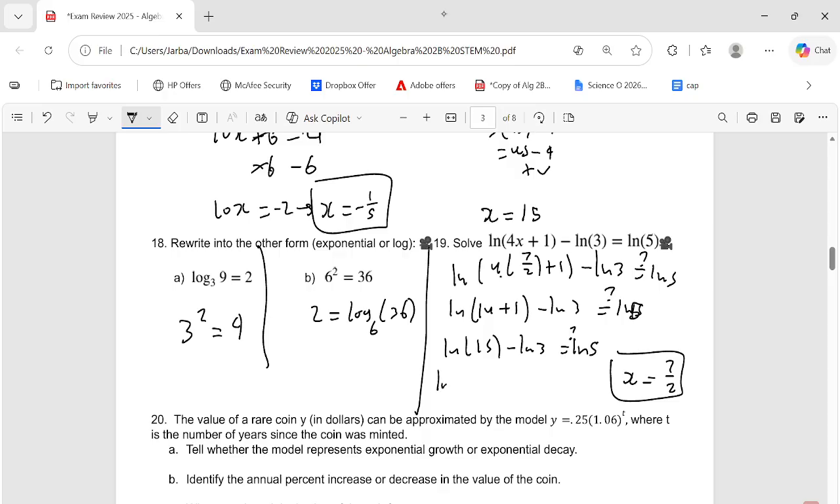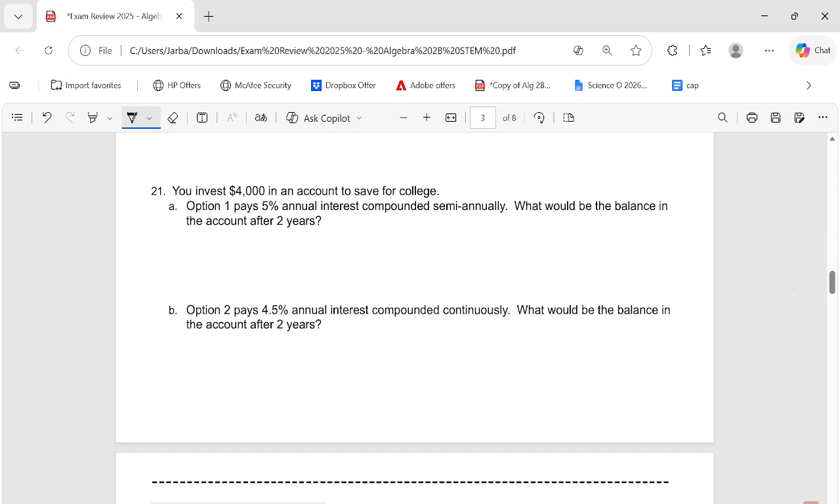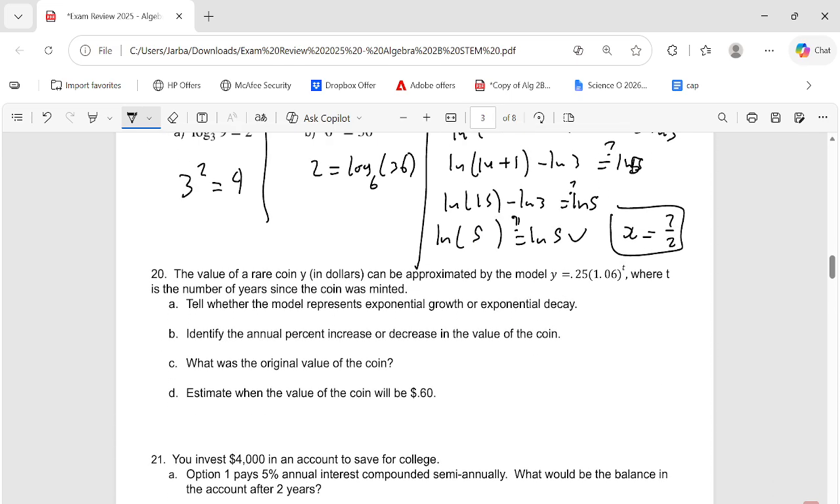Well, remember we can use our property: natural log 15 over 3, because we're subtracting on the outside. Is that equal to natural log 5? Yes, because this is just going to be 15 over 3, that's 5. So this is natural log 5 equal to natural log 5. Yes. Alright, a couple more.